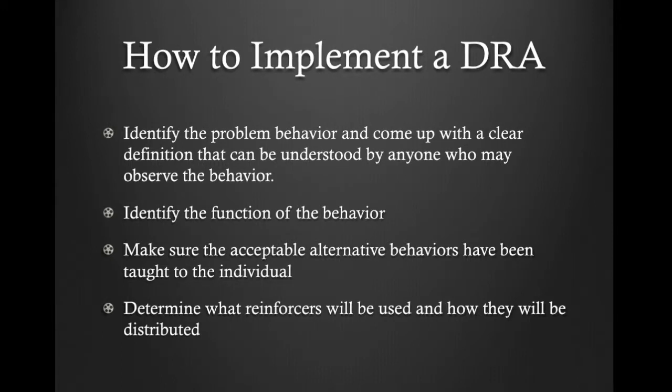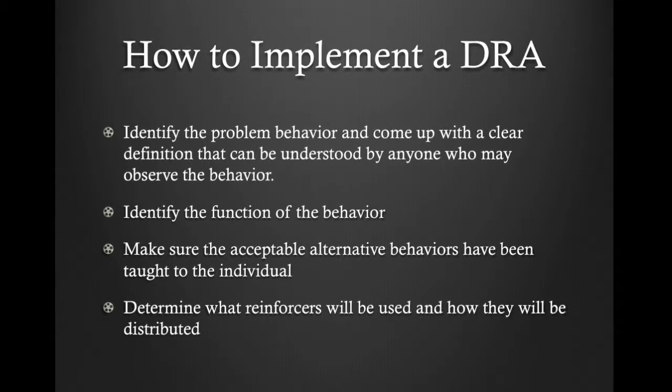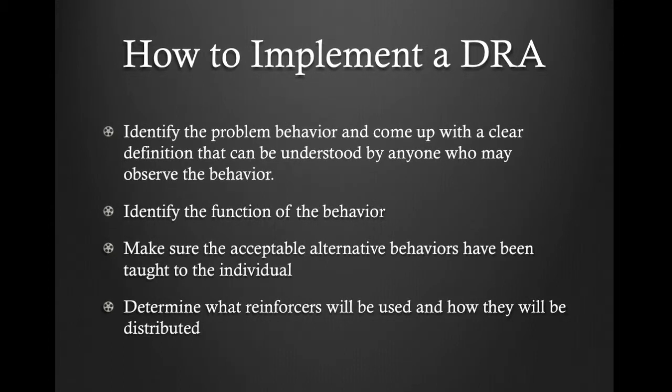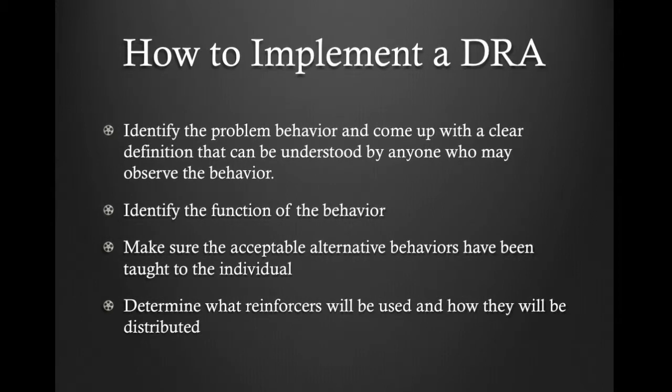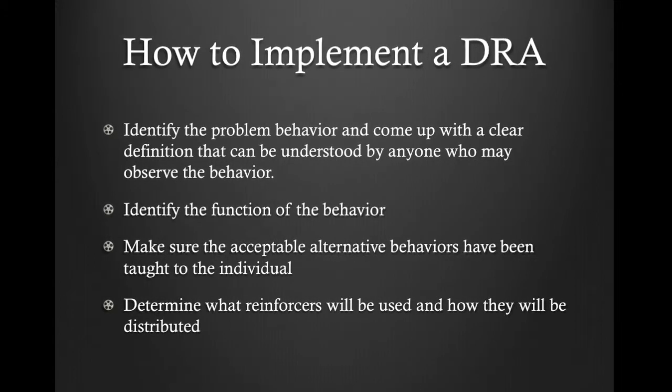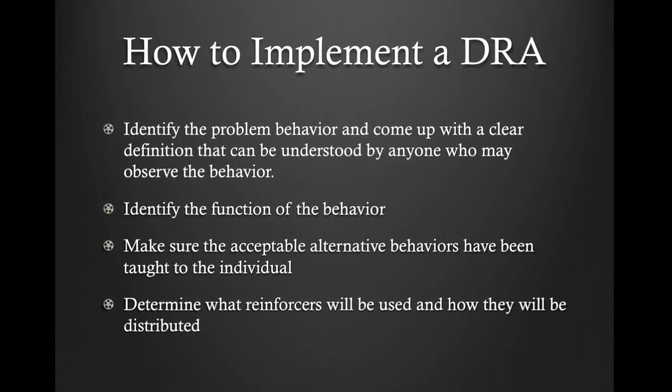Next, we will tell you step by step how to implement a DRA intervention. First, you need to identify the problem behavior and come up with a clear definition that can be understood by anyone who might observe the behavior. This is crucial to creating an intervention that is effective, since anyone involved in the DRA needs to know exactly what behavior should not be reinforced.